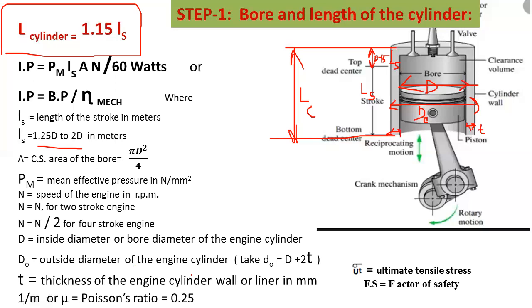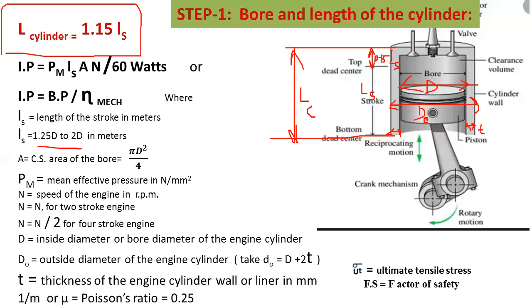The value of Poisson's ratio you can take as 0.25. Poisson's ratio means the ratio of lateral strain to linear strain. So from our subject point of view, we consider Poisson's ratio as 0.25. There are no units for Poisson's ratio because it is lateral strain divided by linear strain; numerator and denominator are both strains, so there are no units.